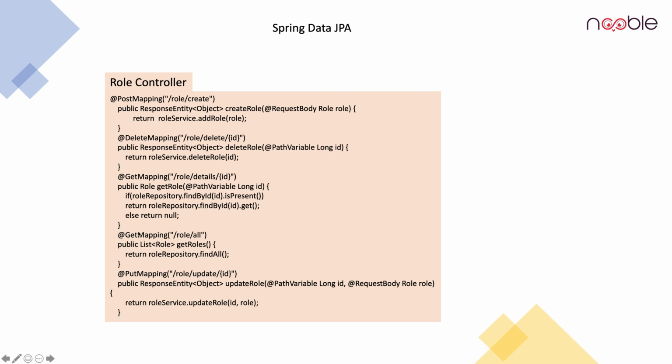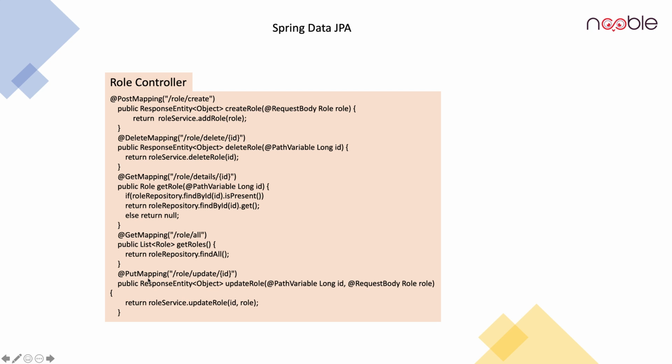Same with the user. And if I have to get all the roles present, I'll be using the roleRepository.findAll method, which returns a list of roles. And finally, the put mapping, which refers to update one. We'll be sending an ID and a role in the body. I'll be calling the UpdateRole method, which we have defined in the role service with ID and role. That's for the role controller.